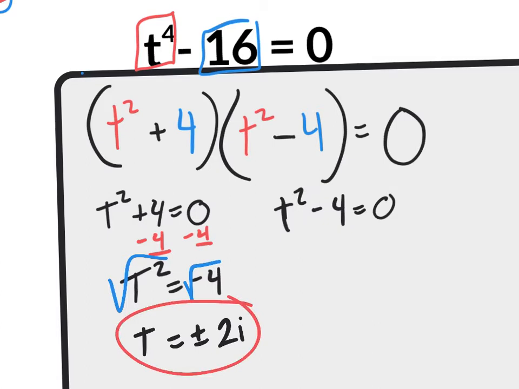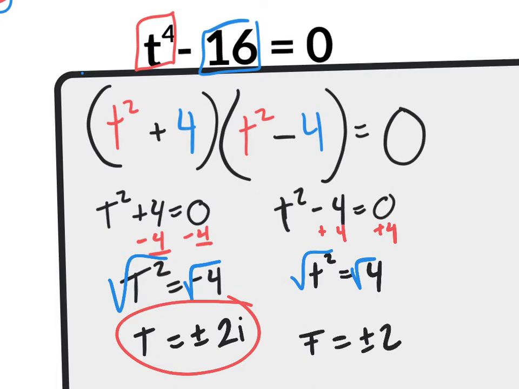Now the other one, you would solve by going plus 4, you will have t squared equaling positive 4. So right here where you apply a square root, you will actually get two real answers. T equals plus or minus 2.